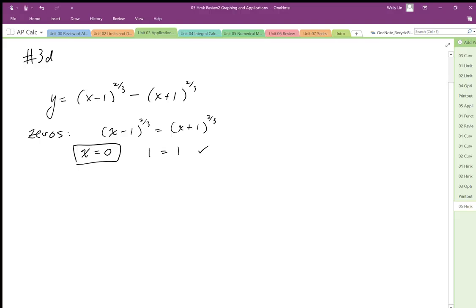Okay, so then we need to look for horizontal and vertical asymptotes. So if I take a look at this, will this have a vertical asymptote? There are no restrictions, there's no denominators here, so this is not going to have any vertical restrictions to give us vertical asymptotes. So we need to establish there's no vertical asymptotes.